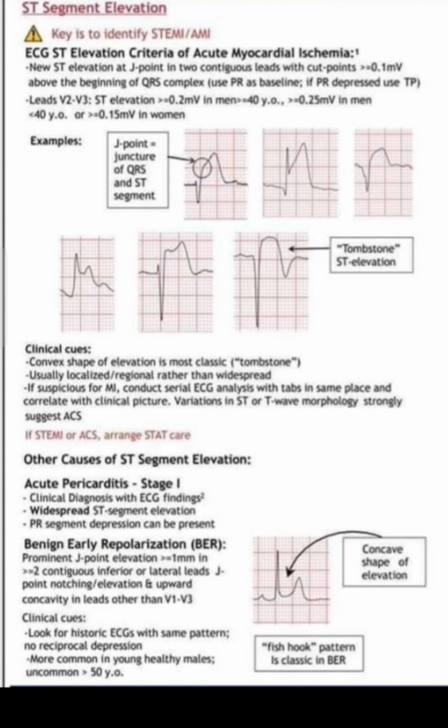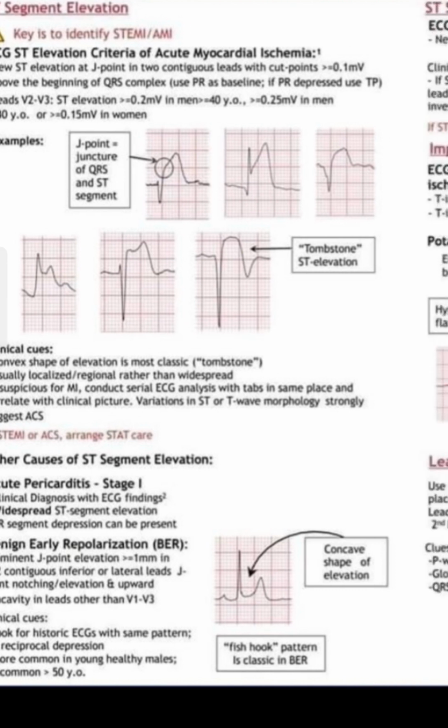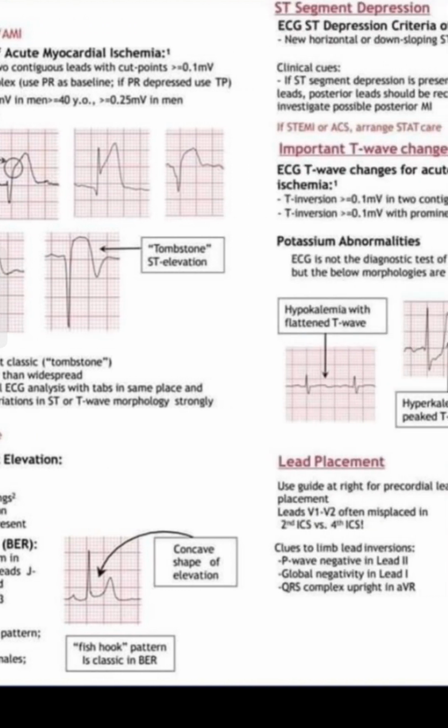Clinical cues are historic ECGs with the same patterns, no reciprocal depression, more common in young healthy males, uncommon above 50 years old. Fishhook pattern, concave elevation in BER.